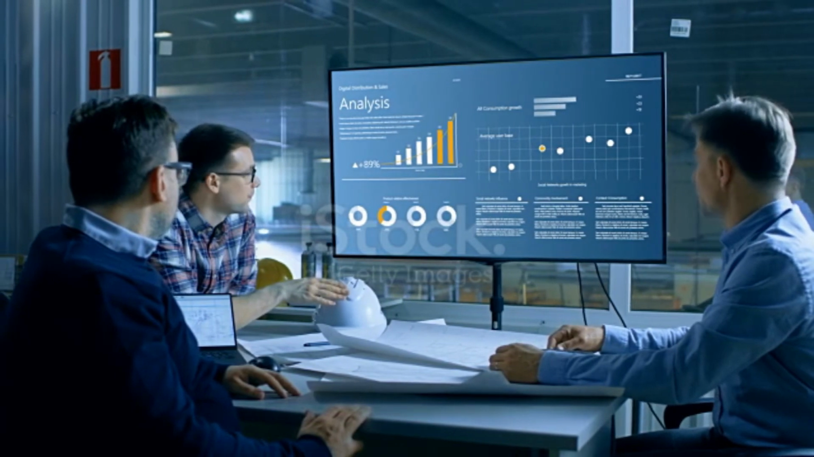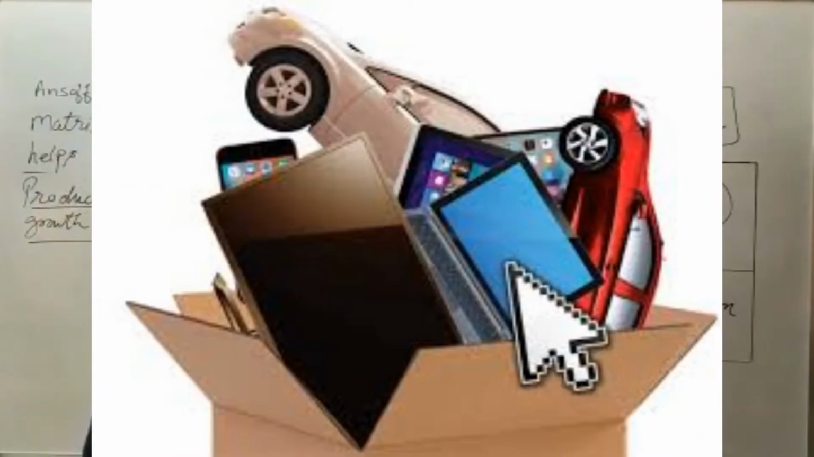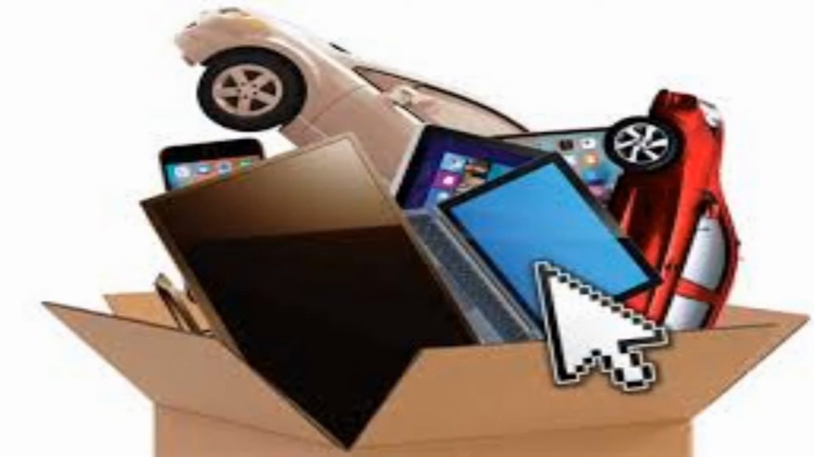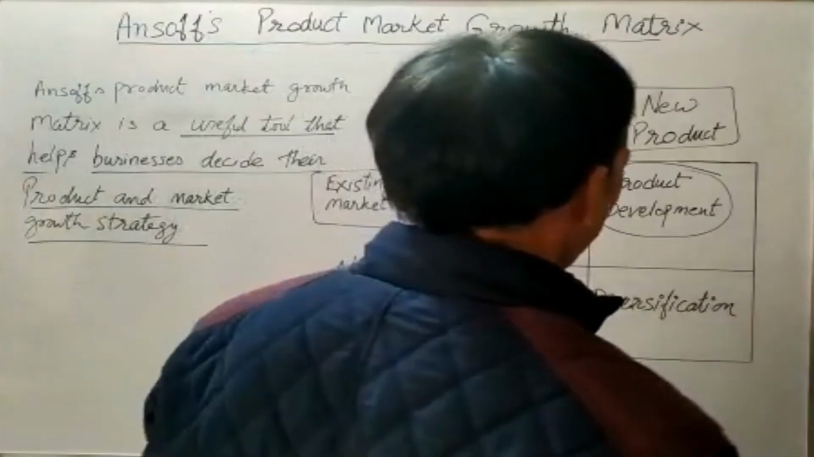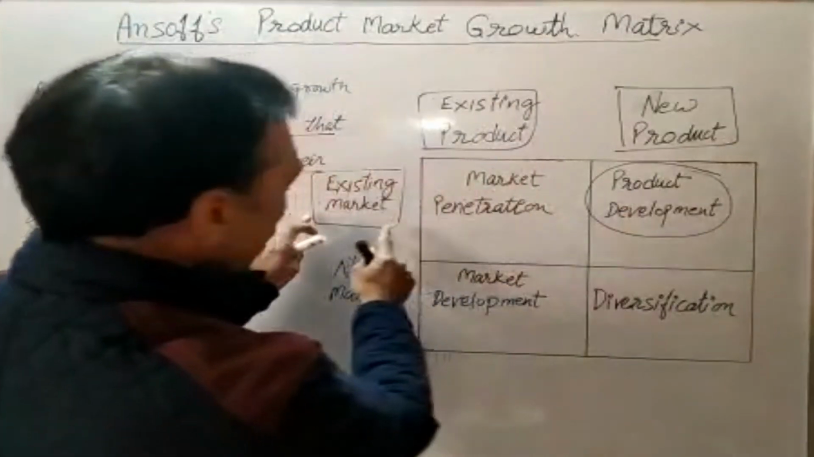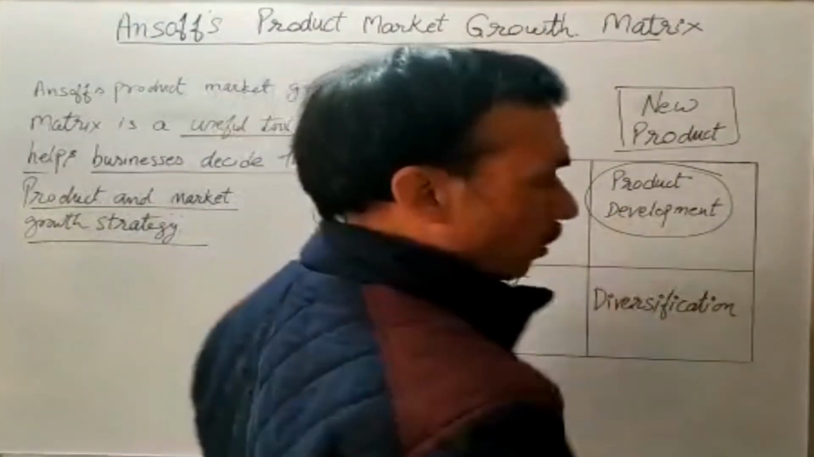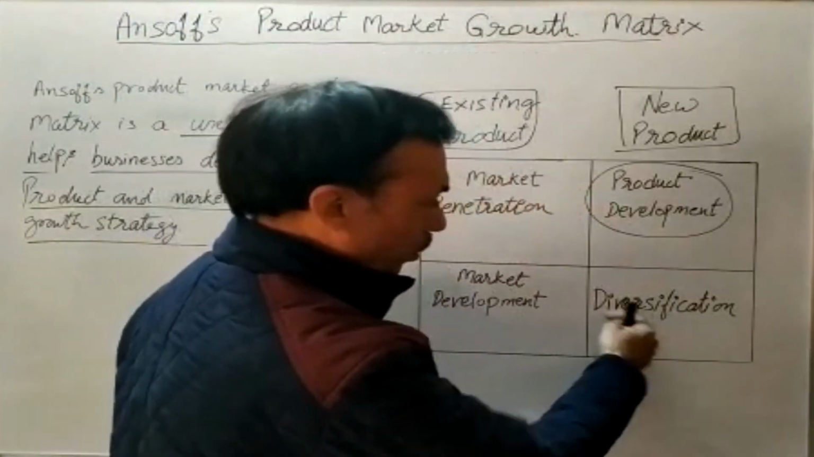It is a strategy for company growth by offering modified or new products to the current market. This strategy may require the development of new competencies and require the business to develop modified products which can appeal to the existing market. So we can say in this market the new product and existing market, that is product development. The fourth one is diversification.